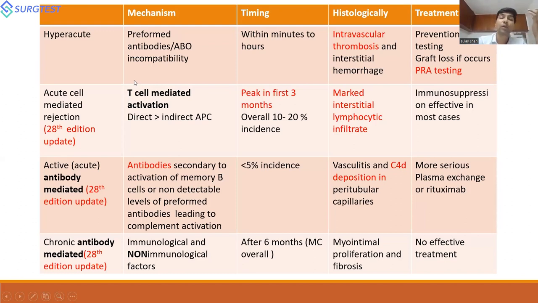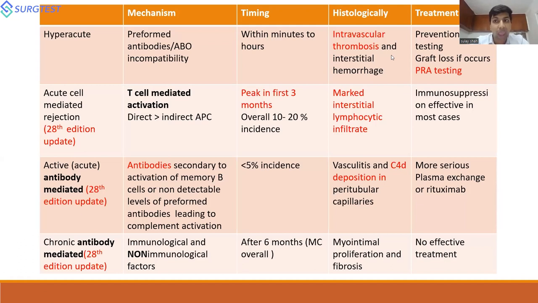The hyperacute rejection reactions are there as before. It happens, as you can easily understand, by preformed antibodies or ABO incompatibility. Because these antibodies are already present in the recipient's body, as soon as the graft comes, the rejection reaction starts. It is primarily complement mediated, leads to intravascular thrombosis and interstitial hemorrhage, and happens within minutes.